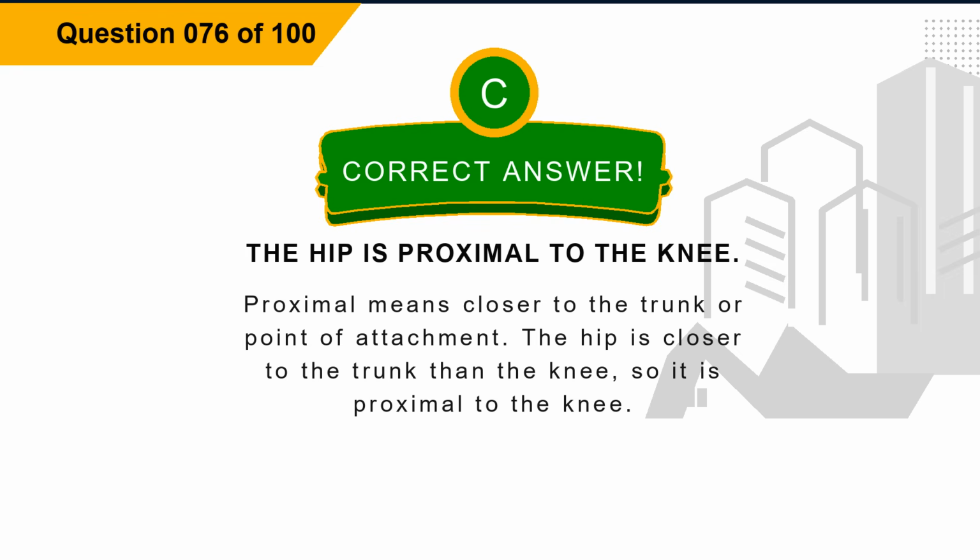The correct answer is option C, the hip is proximal to the knee. Explanation. Proximal means closer to the trunk or point of attachment. The hip is closer to the trunk than the knee, so it is proximal to the knee.